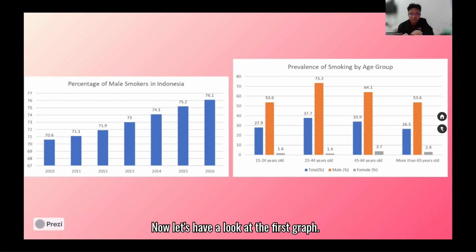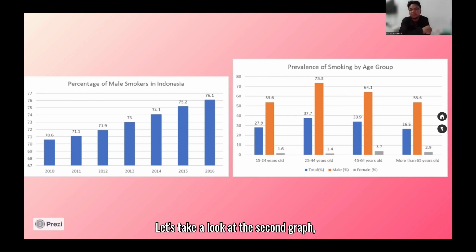Now let's have a look at the first graph. In 2010, the number is 70.6%, while in 2016, the number has increased to 76.1%. Which means that in the year 2016, 76.1% of total males in Indonesia have taken tobacco or are still using tobacco.